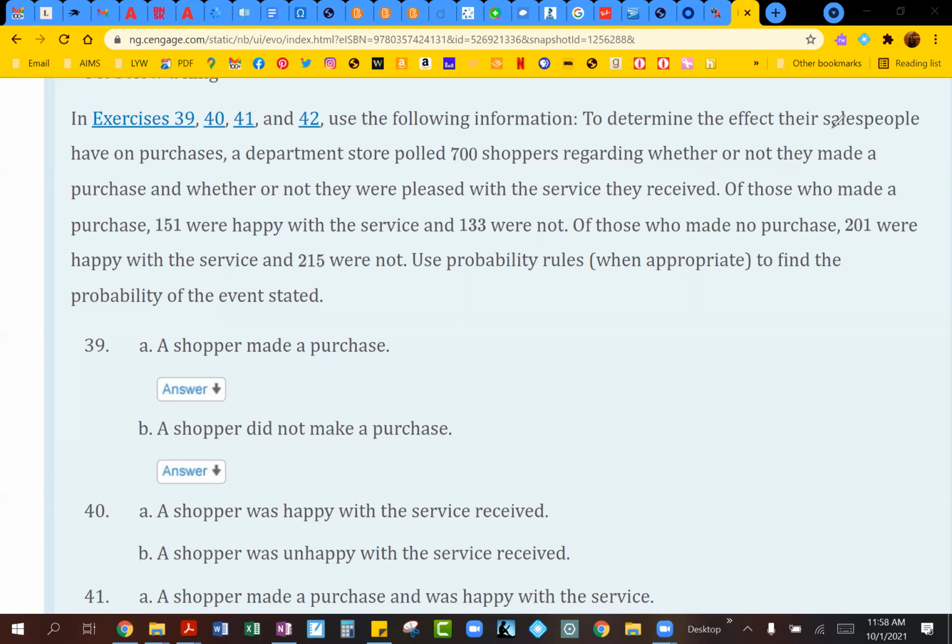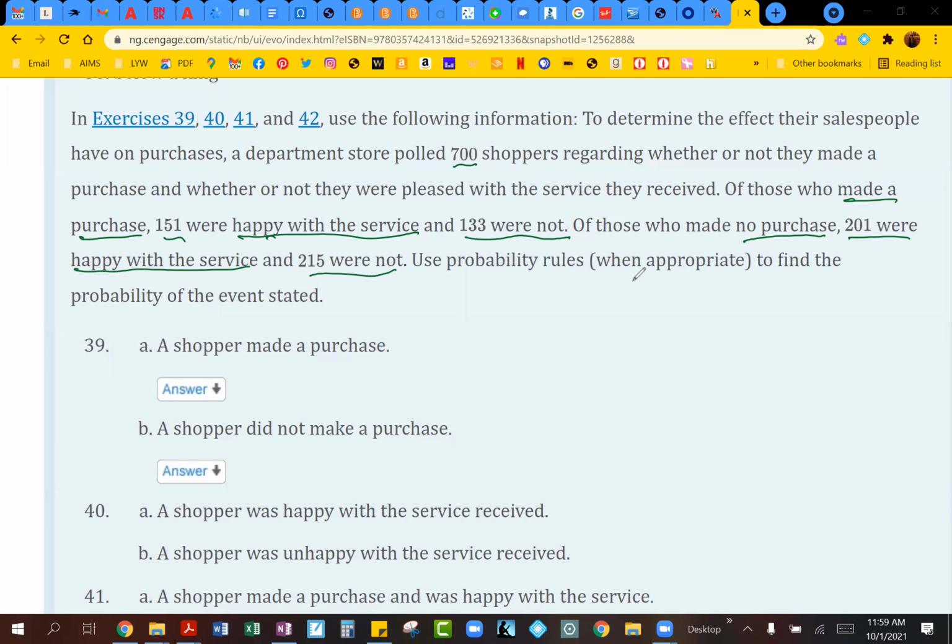So they're saying to determine the effect their salespeople have on purchases, a department polled 700 shoppers regarding whether or not they made a purchase and whether or not they were pleased with the service. Of those who made a purchase, 151 were happy with the service and 131 were not. Of those who made no purchase, 201 were happy with the service and 215 were not. So they're saying using probability rules when appropriate, find the probability of the event stated.